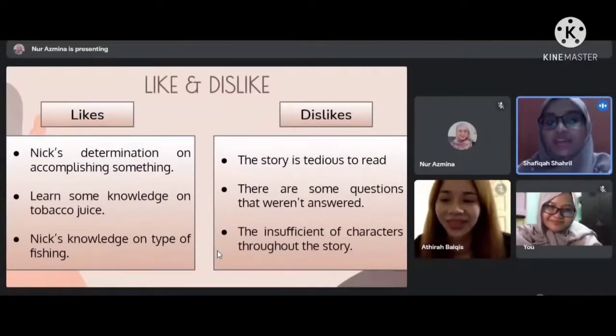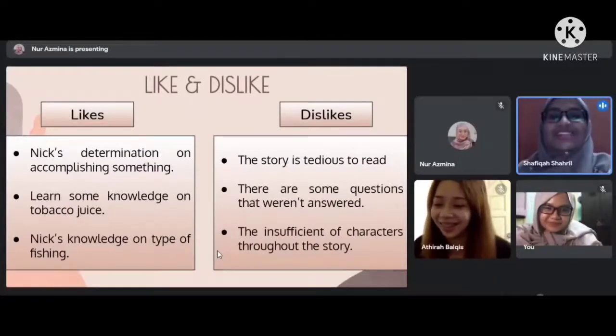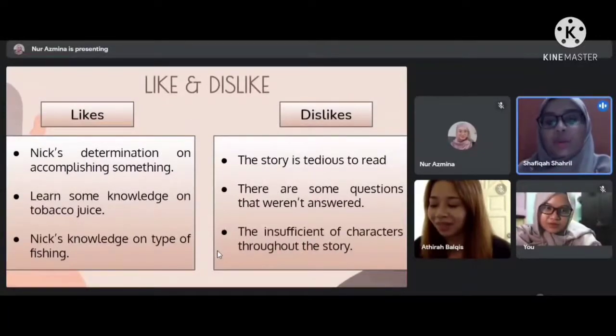Firstly is Nick Adams' determination in accomplishing something. As readers, we find it motivating, and we feel motivated to activate ourselves to accomplish what we want or desire. Next, we learn some knowledge on tobacco juice, where tobacco juice is also the spit of a grasshopper as a form of defense mechanism.